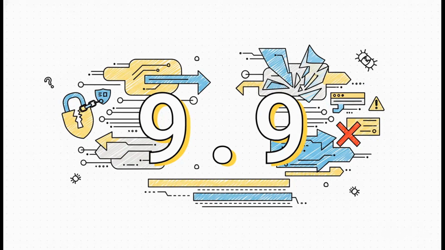So what's this number? 9.9? This isn't just some random number. This is a CVSS score. Think of it as a security vulnerability Richter scale. 10 is the absolute worst, so 9.9 is, well, it's pretty much catastrophic.